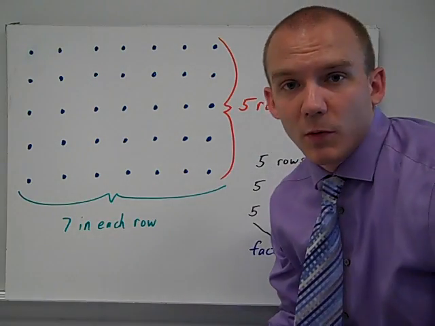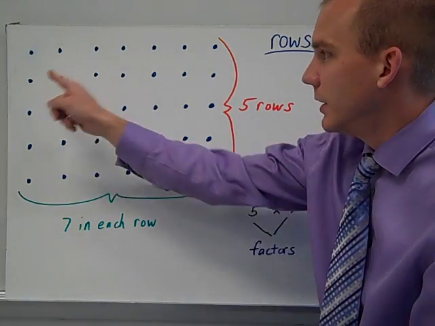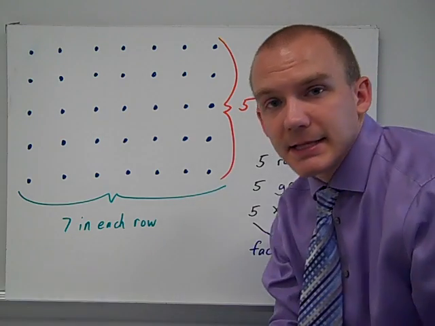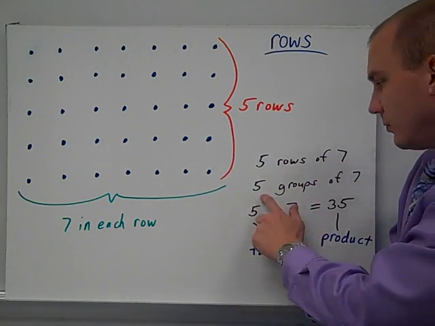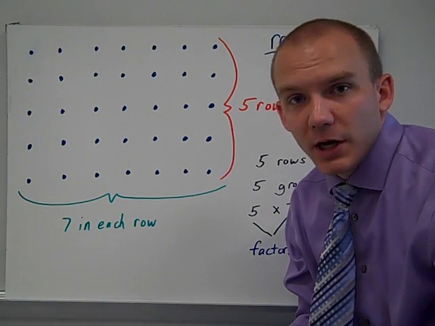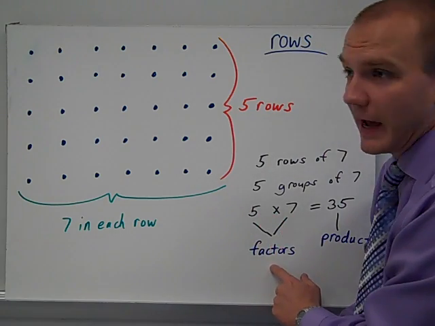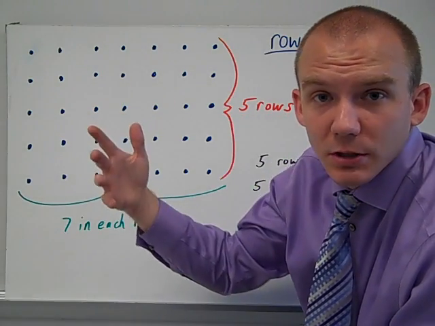Here's an example of multiplication using rows. We have 5 rows, 1, 2, 3, 4, 5, and there's exactly 7 in each row. So that is 5 rows of 7, or 5 groups of 7. In multiplication, we interpret that as 5 times 7. Those are called factors. Now to figure that out, you just simply count.